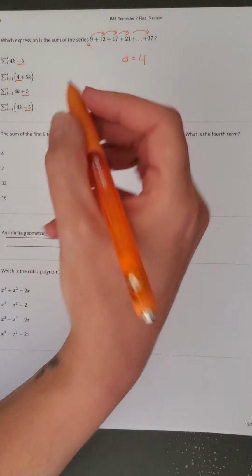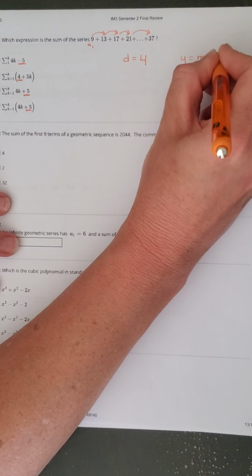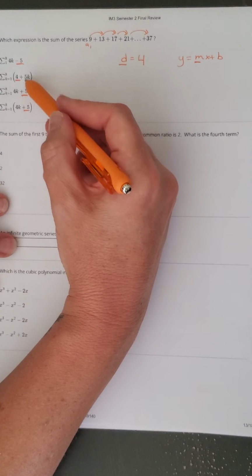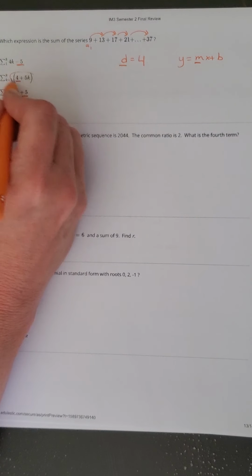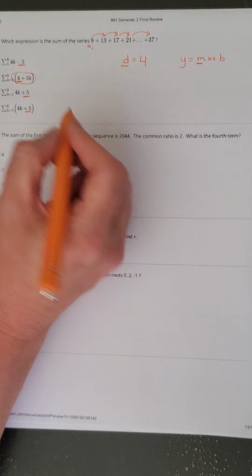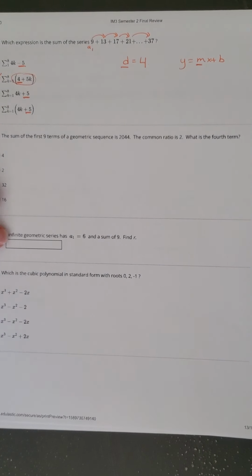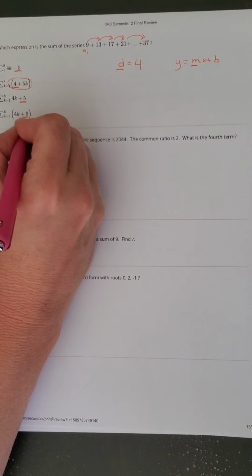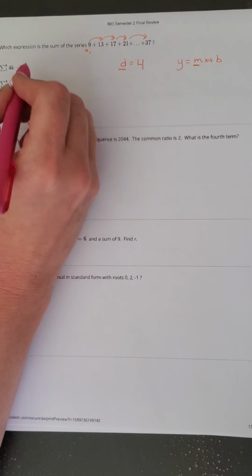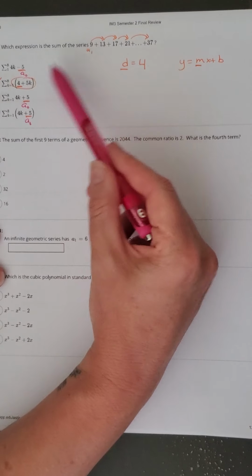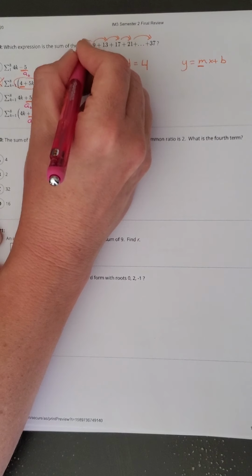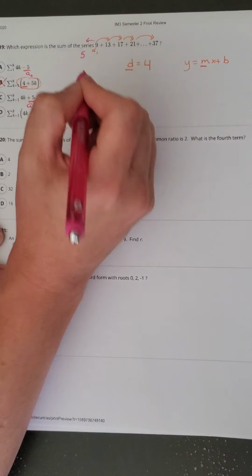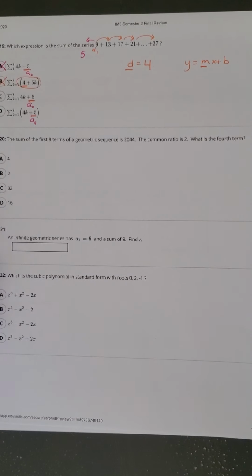If you had a line, y equals mx plus b, d is your m. So it's going to be like 4x, or in this case 4k. I'm going to get rid of this one because this one does not have a 4K. It has a 5K. All the others have a 4K. Now I need to know what A0 is. This is my A0, this is my A0. So A0 is either 5 or -5. If I move back a term, so subtract another 4, I would be at 5. So A0 is +5. I'm going to get rid of this one then.